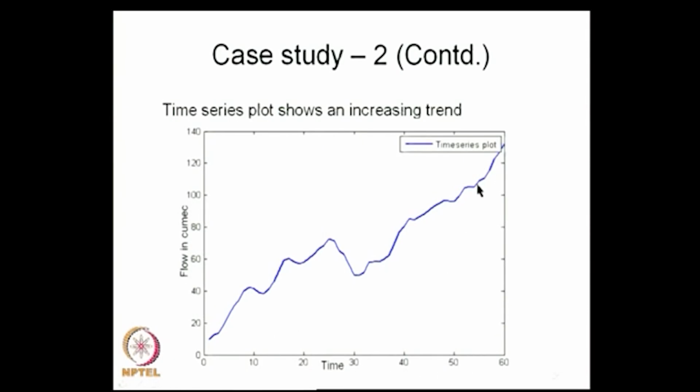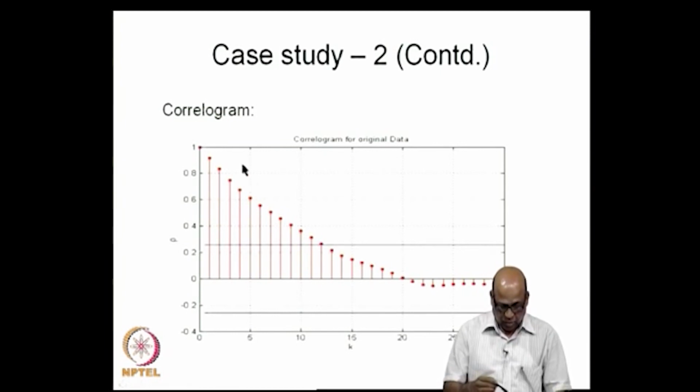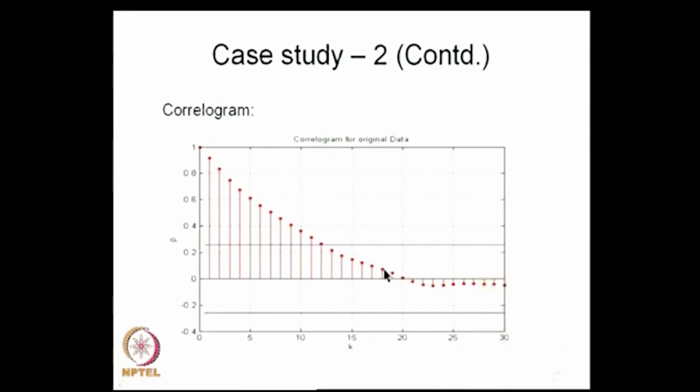Now, we will plot the correlogram for this. I have gone up to about 30, which is actually 50% of the data available, but typically we go up to about 15% of the data available. If you plot the correlogram, it indicates an exponential decay here. As you are progressing with respect to time, there is an exponential decay on the correlogram. This is the annual stream flow data.